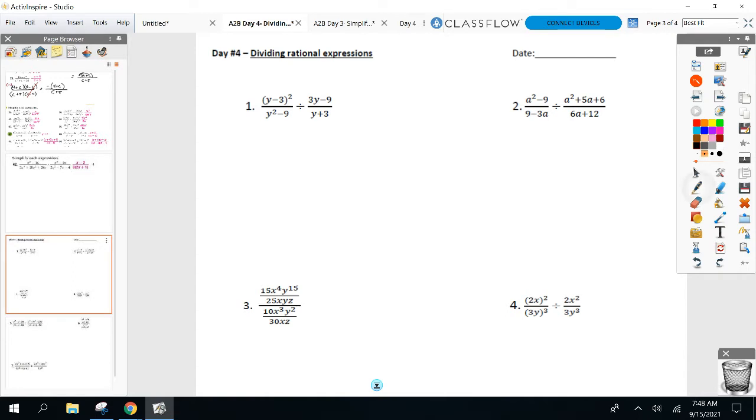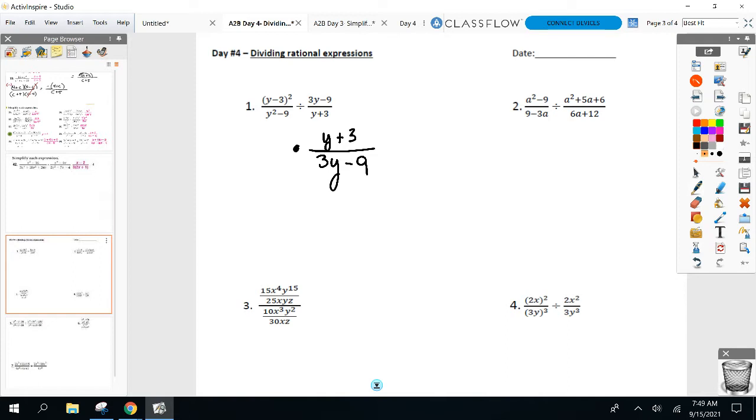Change it to multiplication. Flip the second fraction. That's how we divide two fractions. Change the operation to multiplication, flip the second. The first one doesn't change at all.